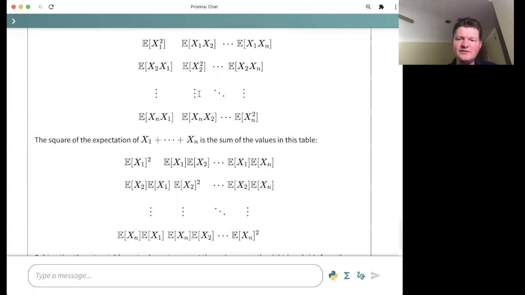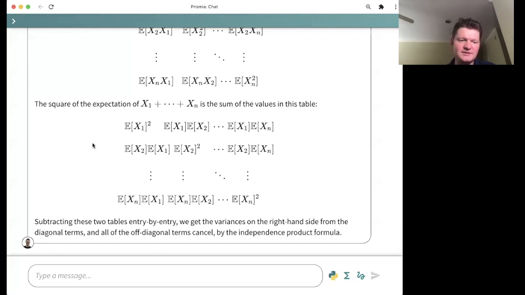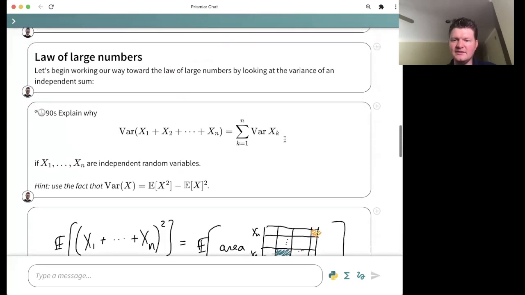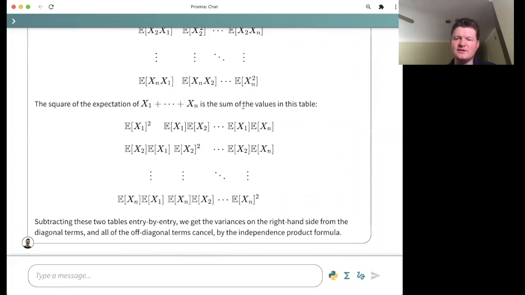And then off diagonal, expectation of x1 x2 is equal to expectation of x1 times expectation of x2 because the random variables are independent. We learned expectation distributes across the product if we know the random variables are independent. So that's what's going on. Off from the diagonals, we get all of these terms on the right-hand side here, the variances of each random variable, and everything else is going to cancel. All the off-diagonal terms are going to cancel when we subtract.